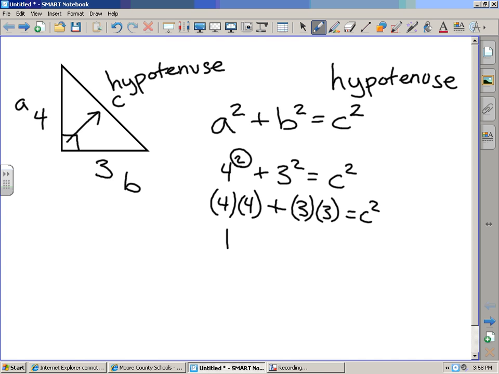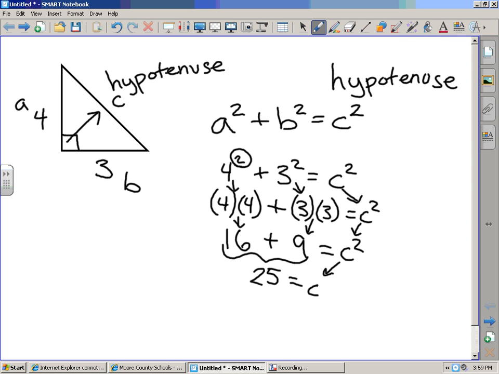4 times 4, you get 16. 3 times 3, you get 9. And 16 plus 9 is equivalent to c squared. It is important that you carry each piece downwards. You want to keep this nice and neat so that you don't get anything mixed up. 16 plus 9, you get 25. So again, we carried that down. And then one more time, we're going to carry down the c squared.